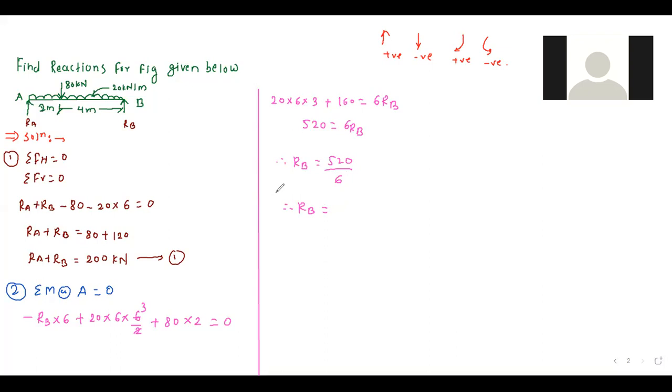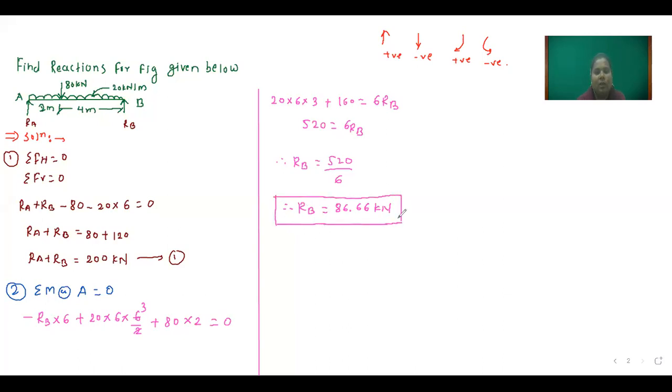RB is 86.66 kilonewton. Once we have RB, we will put this value of RB in equation 1.